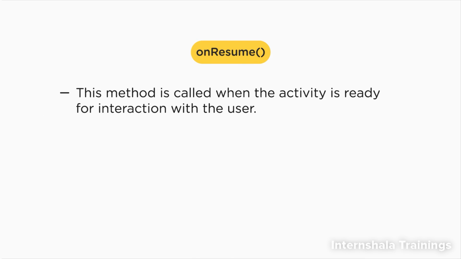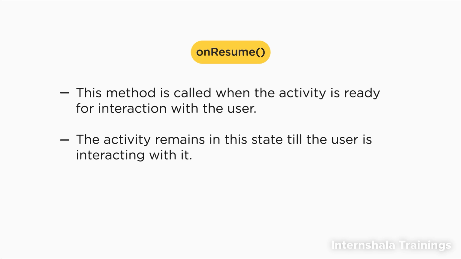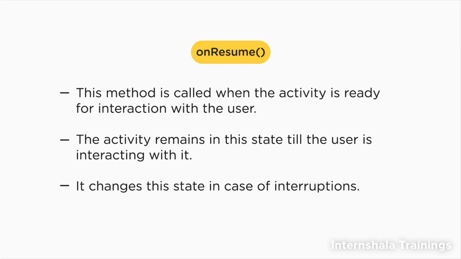For example, whenever you open Facebook or WhatsApp and are using it to type a message or to view a picture, the activity has already entered the resumed state. And once it enters this state, the onResume method is called. Also, you must have realized by now that all these three methods are always called in quick succession within a matter of seconds. Now, the activity remains in this state till the user is interacting with it. It will change its state only in case of some interruptions, like when a phone call is coming or when the user navigates to another activity in the same app or when the device's screen turns off. So when an interruption occurs, the activity goes into the pause state.